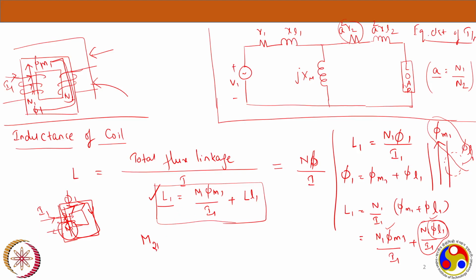Here the 2 is the mutual inductance of the second coil, and the 1 represents in which coil the main current is flowing. This 1 is the coil carrying the current.